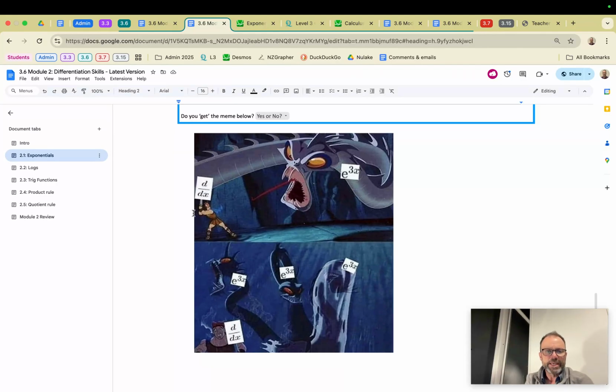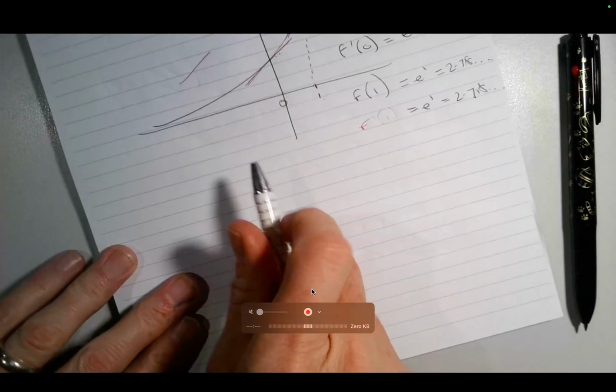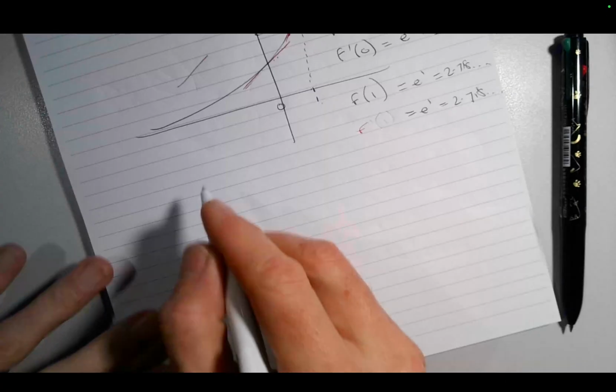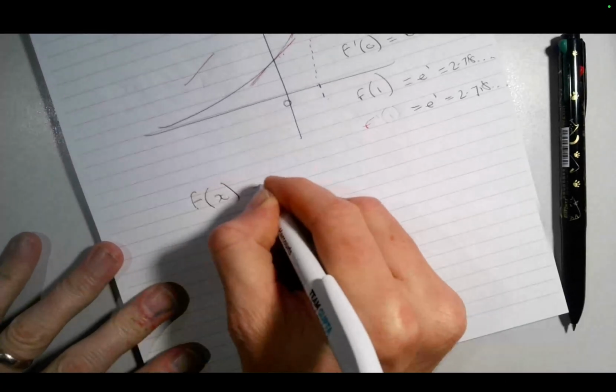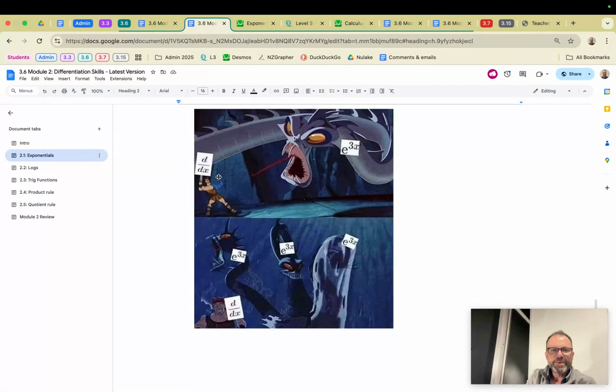So this looks like some sort of Disney character, Hercules. He's about to slay this monster, and bad news for Hercules here, it somehow turns into a 3-headed monster. So what's going on there? What's the meme trying to tell us? Let's assume the meme is saying f of x equals e^(3x).